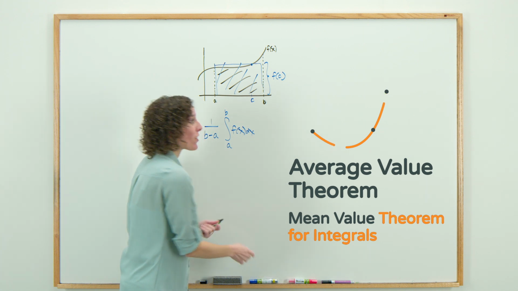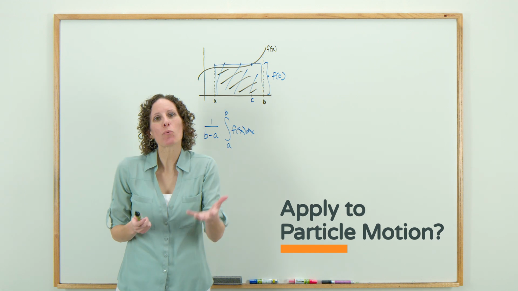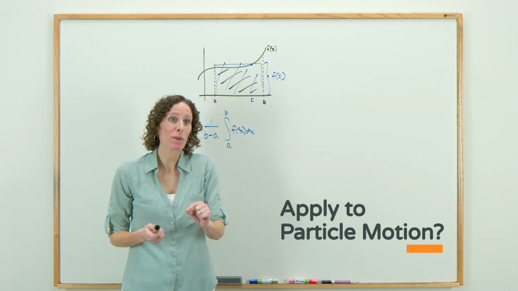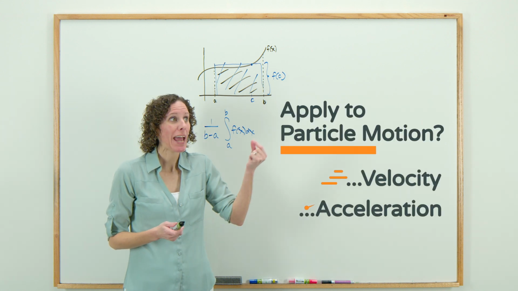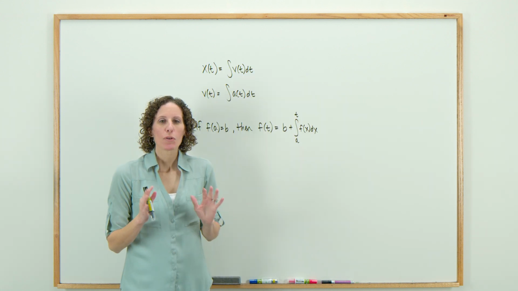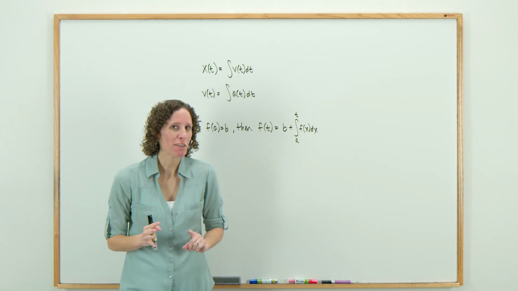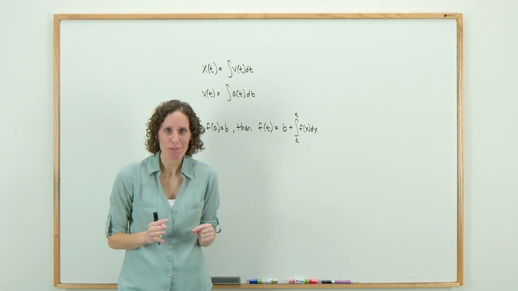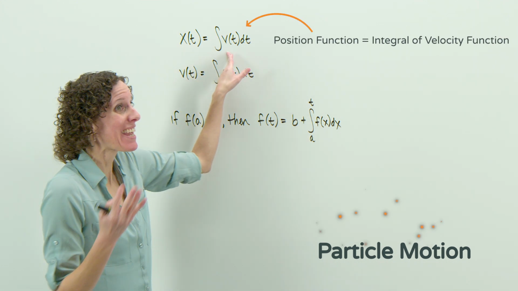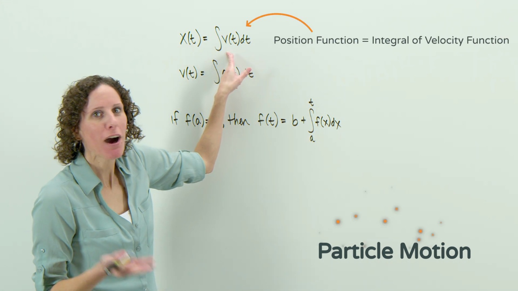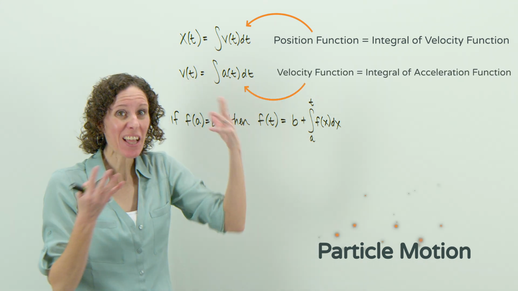But why stop there? Can't we also apply that to particle motion? What happens in real-world applications? Can we use integrals to help us write functions like velocity, acceleration, and distance? So if definite integrals help us to find the area under the curve, couldn't definite integrals also help us find the distance traveled? Yes, absolutely. In fact, the position function is just the integral or the antiderivative of the velocity function. And the velocity function is the integral or the antiderivative of the acceleration function.